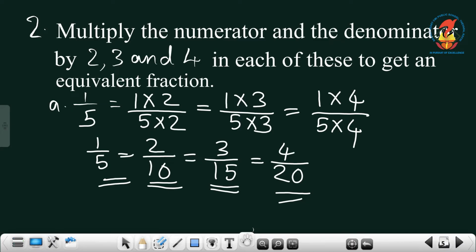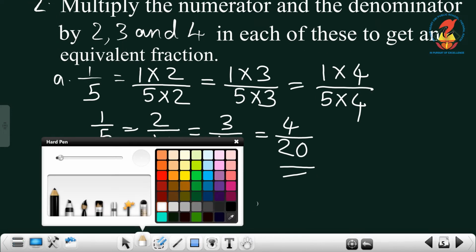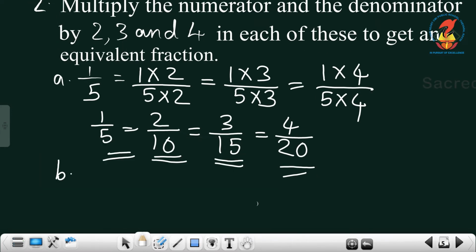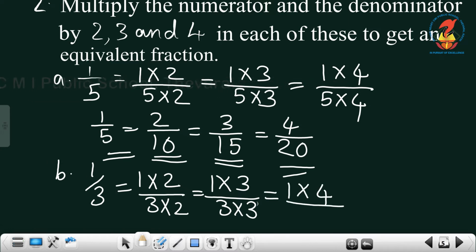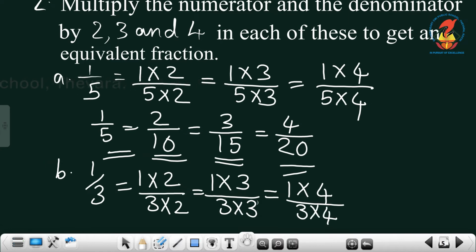Okay, next I will give you one more question, that is B. 1 by 3. How can we do this? First we need to multiply by 2, both numerator and denominator. And next we need to multiply by 3, both numerator and denominator. And next we need to multiply by 4, both numerator and denominator.